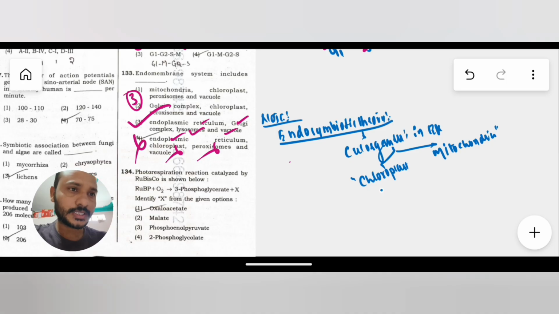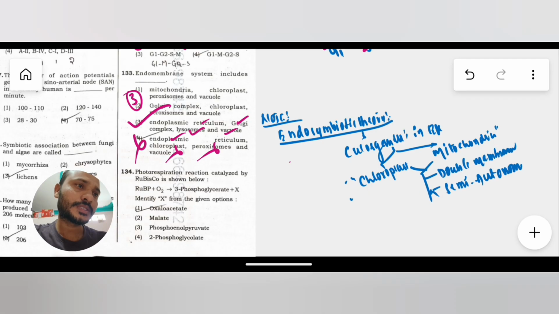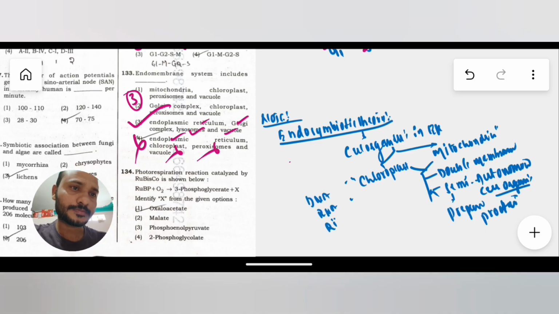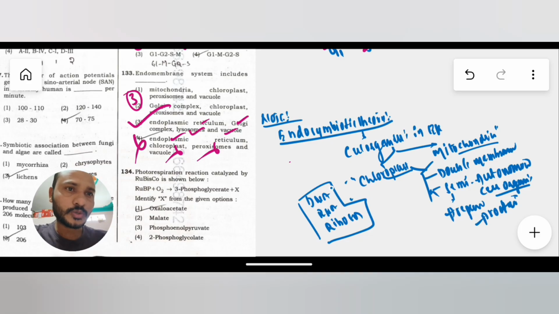How? Generally, chloroplast and mitochondria are both double membrane bound cell organelles, and you know these two cell organelles are together called semi-autonomous cell organelles, because they perform their own process to produce their own protein. They prepare their own protein because they contain their own DNA, RNA and ribosomes. So due to the presence of all these things, they prepare their own protein in chloroplast as well as in mitochondria.